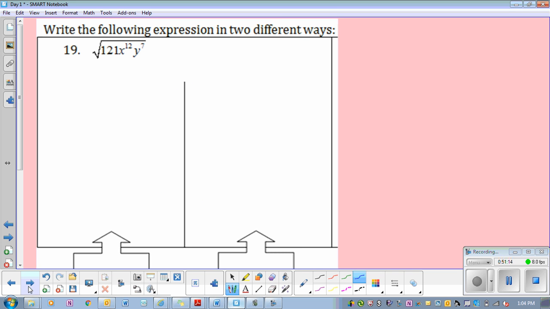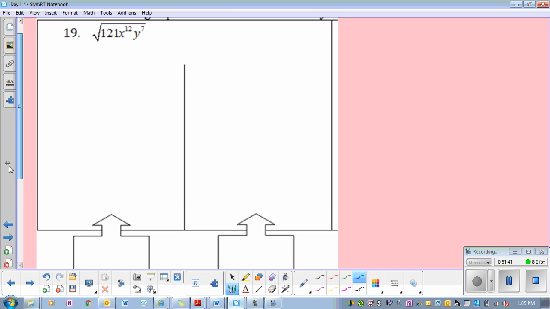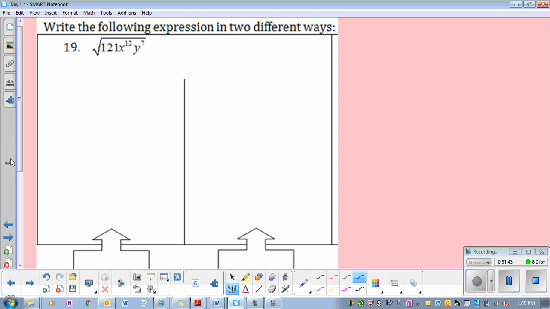Okay, so with this one it says, write the following expression in 2 different ways. The reason why we're doing this is because I believe on the SOLs one year they did ask for this. They presented it in a way like, circle all the answers, and they wrote it in 2 different ways. All right? So that is the expectation. You just gotta know. So, all right, the 2 different ways.